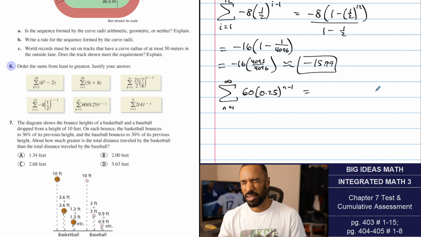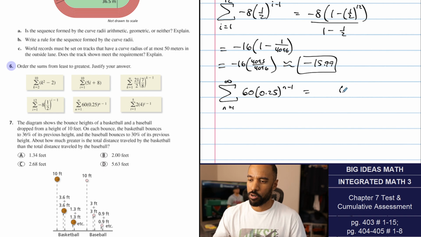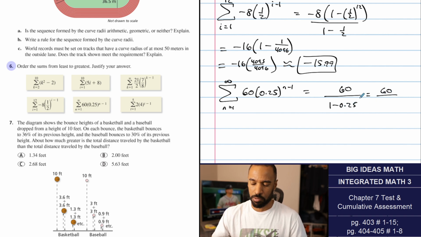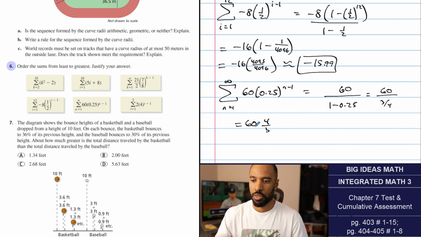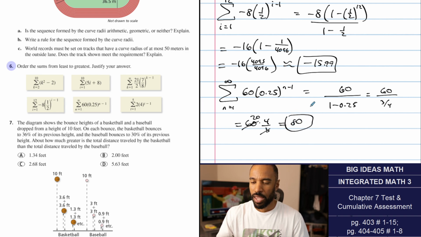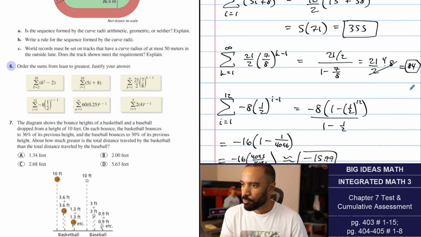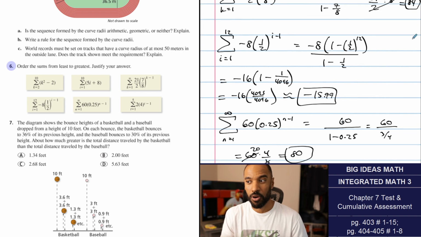0.25 is also less than 1. So the first term over 1 minus that common ratio, that's 60 over 1 minus 0.25. 0.25 is a quarter, 1 minus a quarter is 3/4. We're dividing by 3/4, which is multiplying by 4/3. 60 over 3 is 20. 20 times 4 is 80. How does 80 compare to that other number? It's smaller. It's smaller than 84.